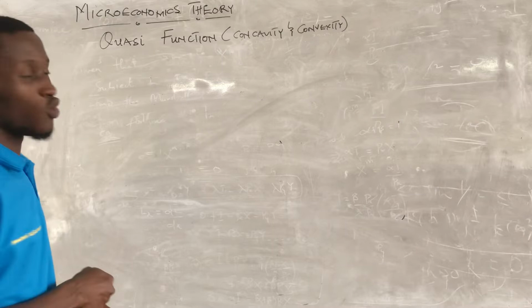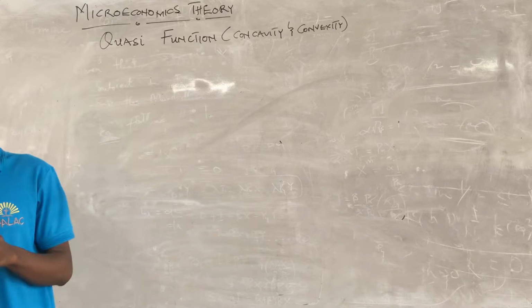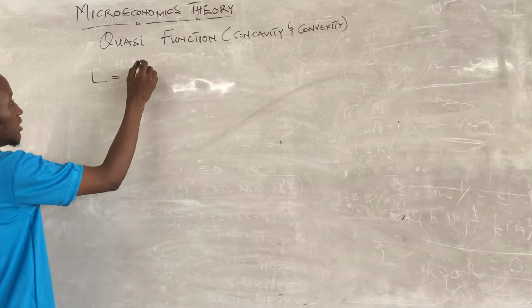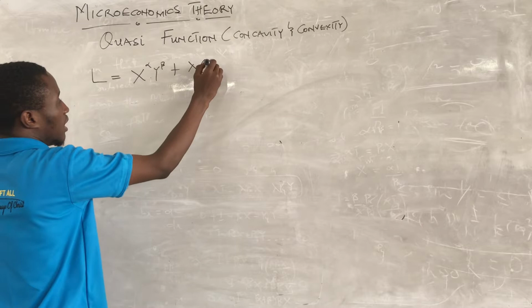So we'll go to the Lagrangian approach again, as a recap. If you want to learn about the Lagrangian approach, you can watch the video on the Lagrangian approach. So we just put the Lagrangian using the Cobb Douglas and the income function. So I have x^alpha y^beta plus lambda times I minus Px x minus Py y.